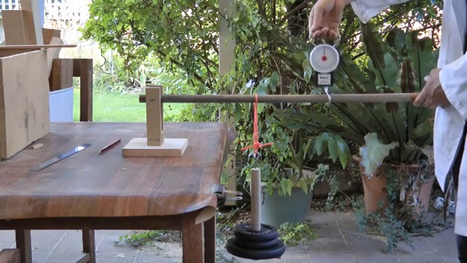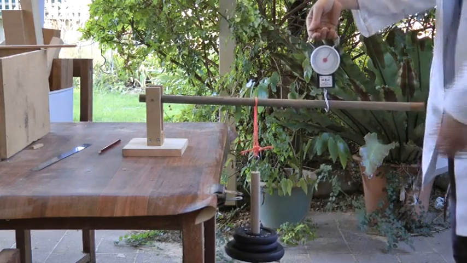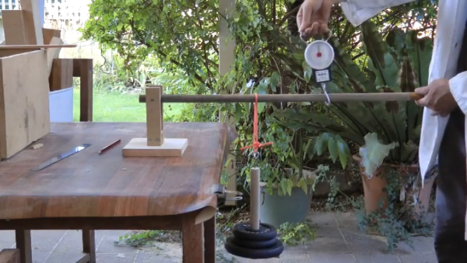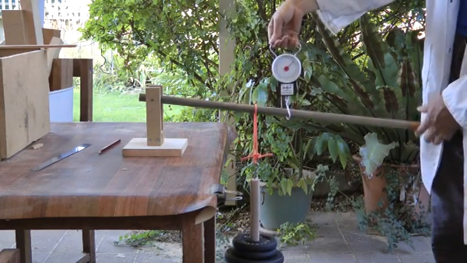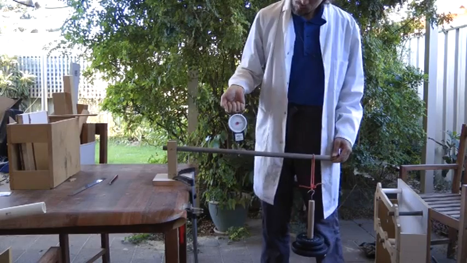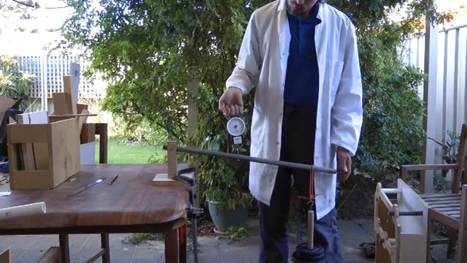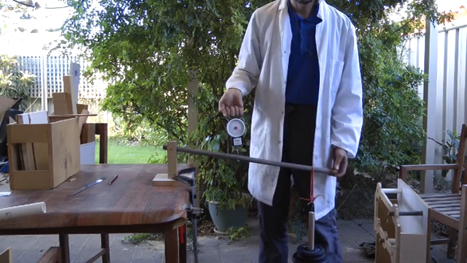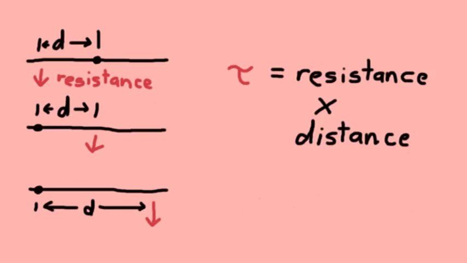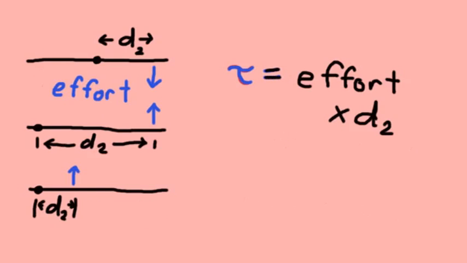Levers of the second class have the effort applied further away from the fulcrum than the resistance, whereas levers of the third class have the effort applied closer to the fulcrum than the resistance. All kinds of levers use a torque equation to equate the effects of both the resistance and effort. The resistance multiplied with the distance from the resistance to the fulcrum is equal to the effort multiplied by the distance from the effort to the fulcrum.